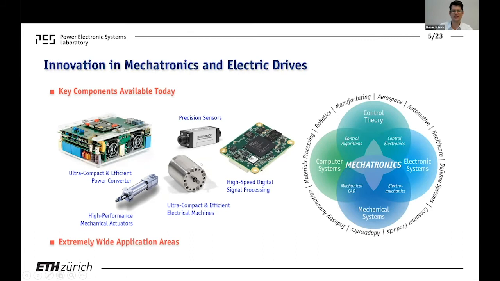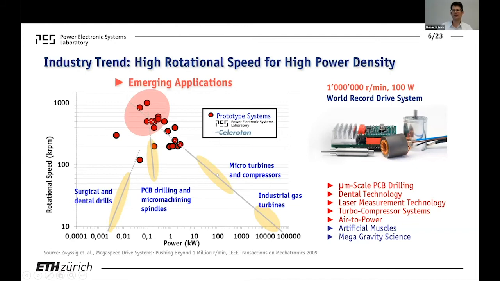Of course, the control of these devices requires rather precise sensors. And the smaller the systems become, the higher the dynamics of these systems become. We also require high-speed signal processing, which in a large portion of our research has now moved to FPGA control in order to get the bandwidth necessary. So you can see that most of the key components are available today, and we have an extremely wide area of applications for these systems. And the question now is to find the best setup, the best combination of these individual mechatronic components in the relative application.